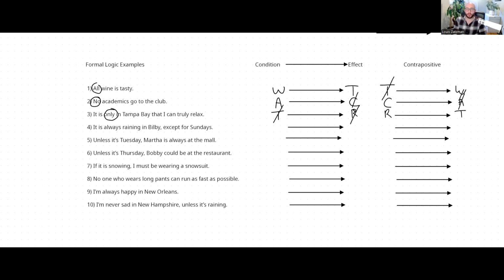It's always raining in Bilby except for Sundays. Now we have always and except. So we can prove the certainty of raining, absolute certainty of raining. And apologies, I do have multiple R's, multiple T's.